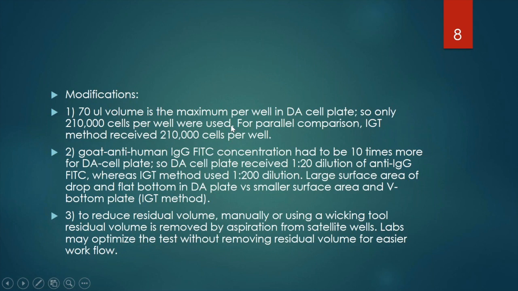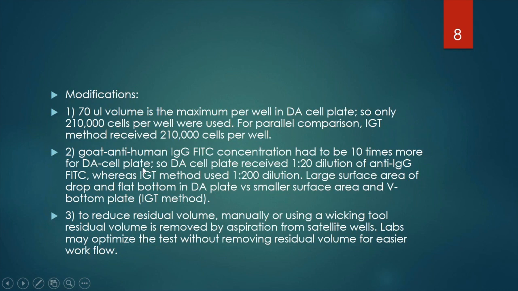Although in my IGT method, I regularly use 300,000 cells. So I concentrated in the same way, regularly 3 million cells per ml. And I took 70 microliters for my DSL plate. And for my parallel comparison, I also used 70 microliters, just 210,000 cells per well that I have used.